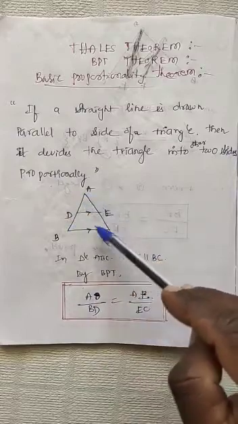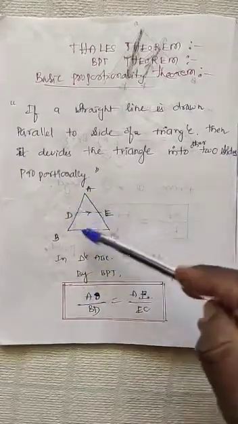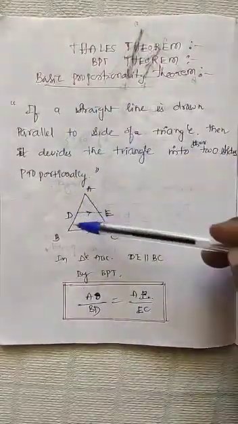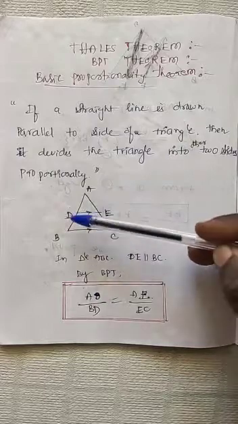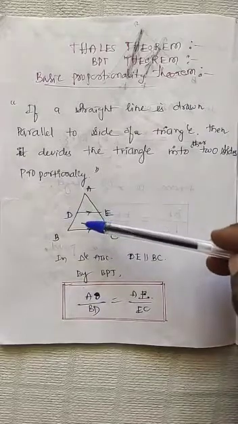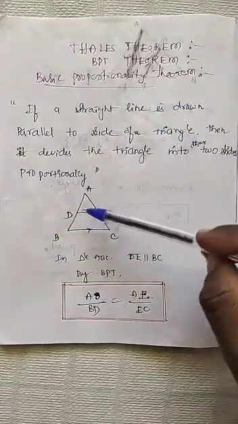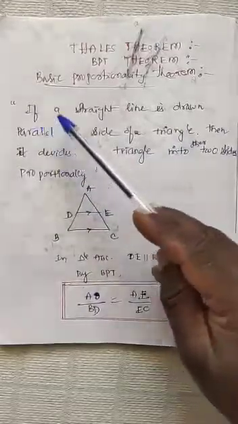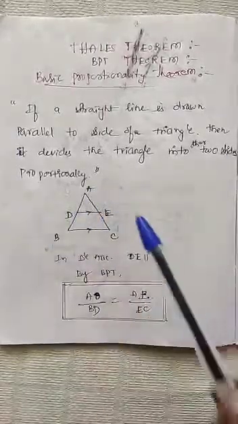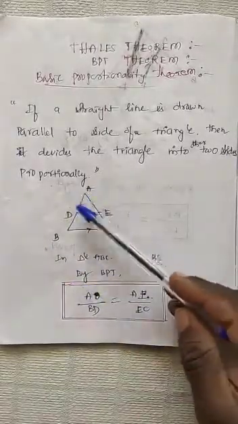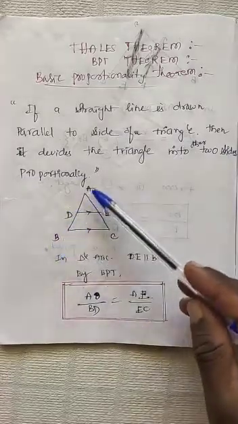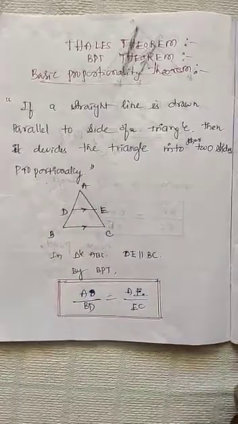So for example, in triangle ABC, DE is parallel to BC. By the basic proportionality theorem, here DE is the straight line which is parallel to BC, so DE divides the other two sides, that is AB and AC, in the corresponding ratio, right? So that is the equation: AD by BD is equal to AE by EC. So that is the basic proportionality theorem, right?